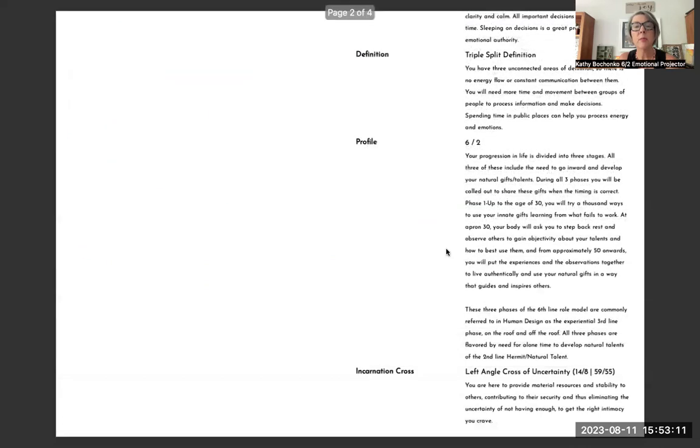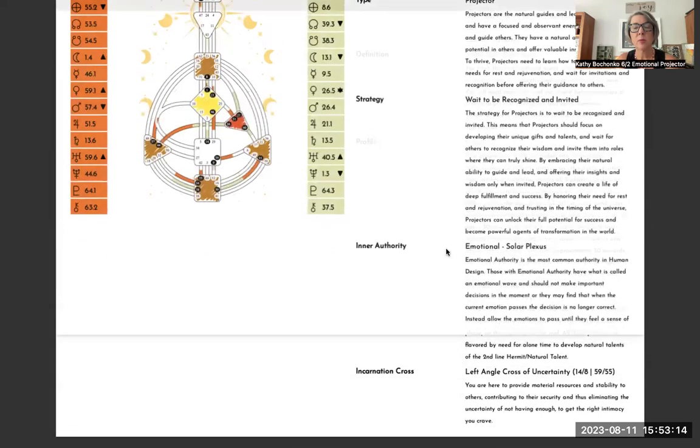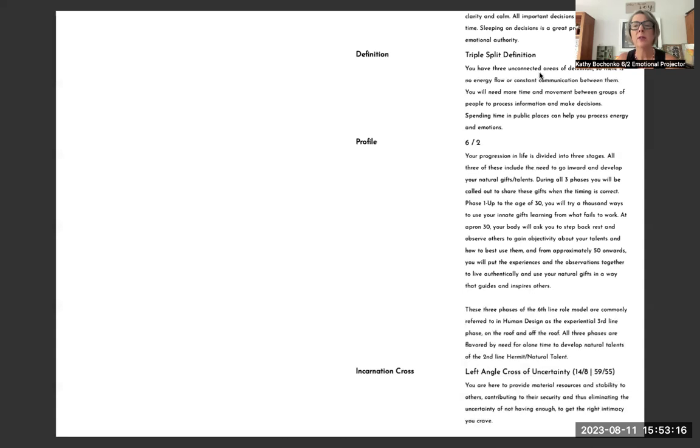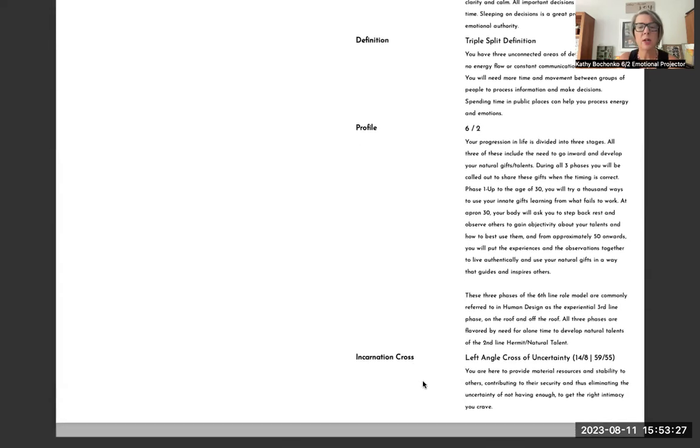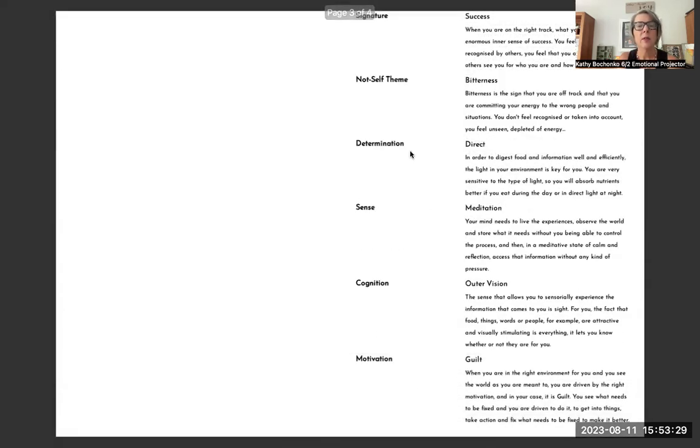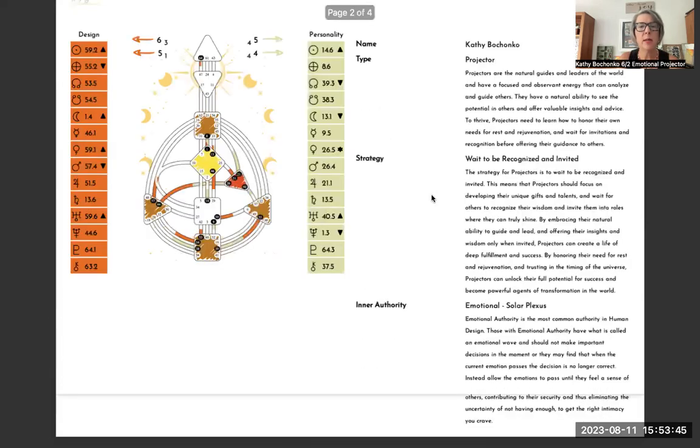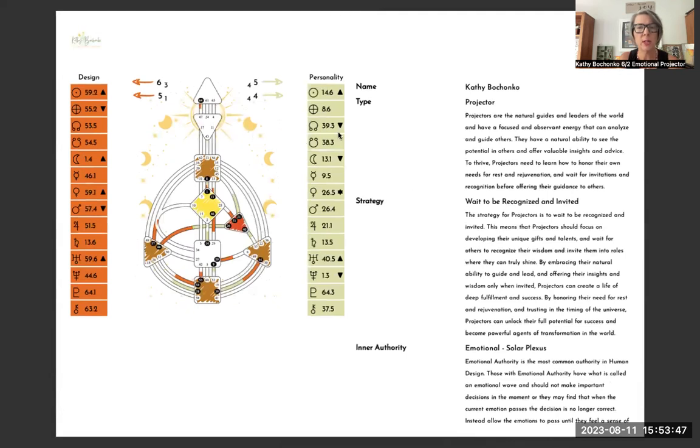My inner authority is emotional authority from the solar plexus. And I'm not sure if this is easy to read. The triple split definition is my definition type, and my profile is a 6-2. There's also things like the incarnation cross and the emotional themes of the types. There's a lot of different information here that can be found in the chart. And this just gives you a little blurb about each thing and it can help you to get started. But I do warn people not to get too far into the weeds if you're just starting out.